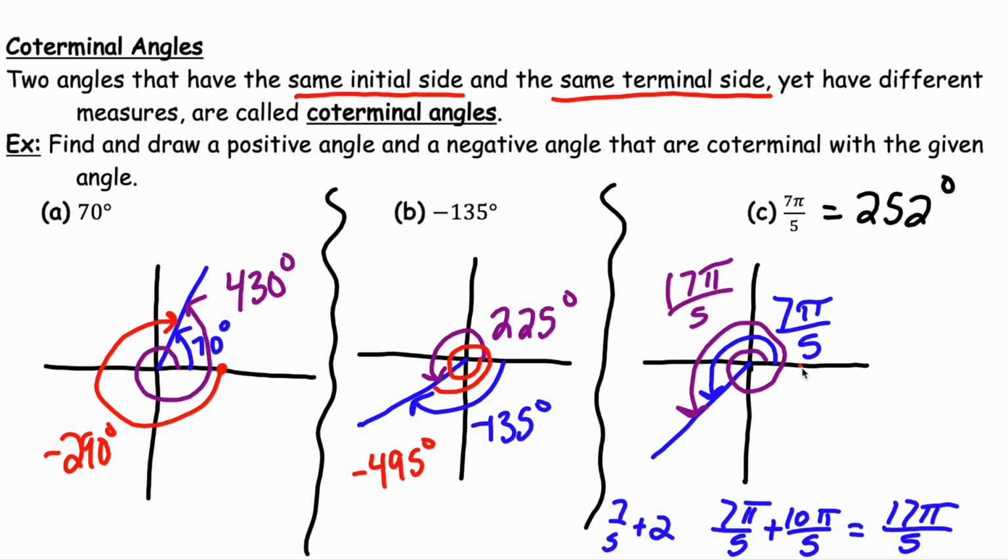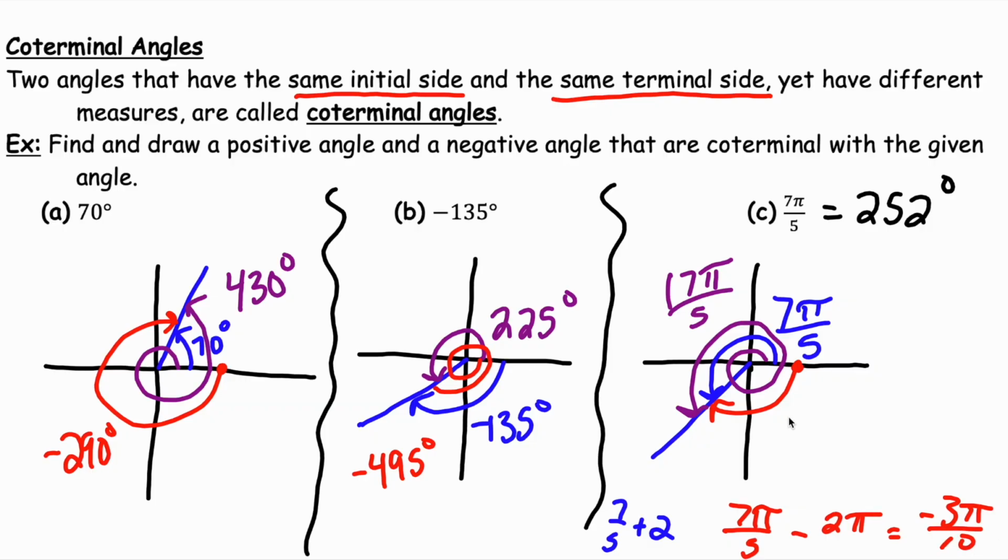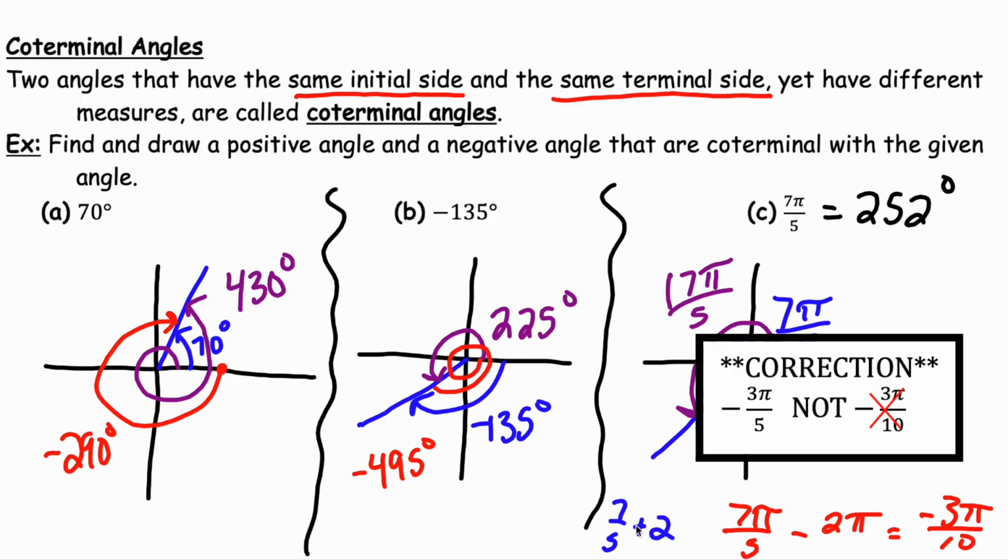And then the last one in the negative direction, starting here, going over to there. Basically what I'm doing here is, oops, I didn't want to erase my 7 pi. So 7 pi over 5 minus 2 pi. And when we do that, you're going to see you get negative 3 pi over 5. So that's negative 3 pi over 5. You could do the same thing here, just subtract 2 on your calculator. Make sure you change that to an improper fraction though.